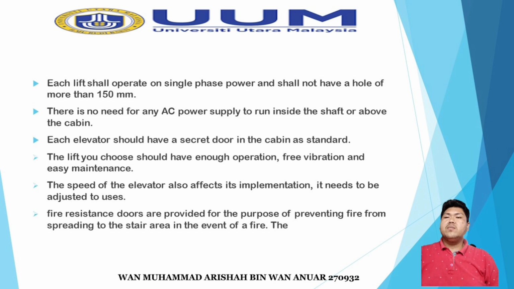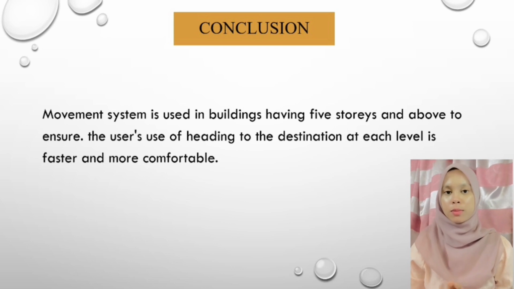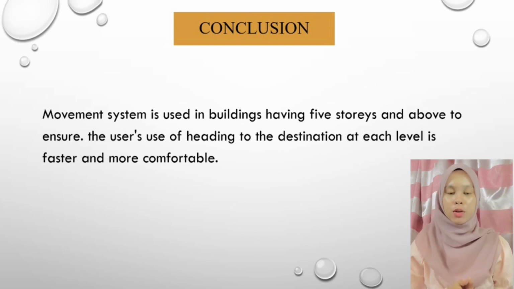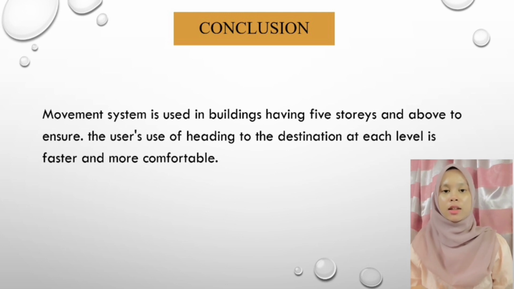Fire resistant doors are provided for the purpose of preventing fire from spreading to other areas in the event of a fire. In conclusion, based on the overview that has been done, the objective of the overview of the building movement system, which is to investigate the typical mechanical transportation in a building and to examine the visual inspection of lifts or escalators and their operation time, has been achieved. This is because the knowledge gained from the overview is that building transportation is only suitable for a building that has more than 4 floors. The types of transportation in a building are lifts, escalators, and also travelators.